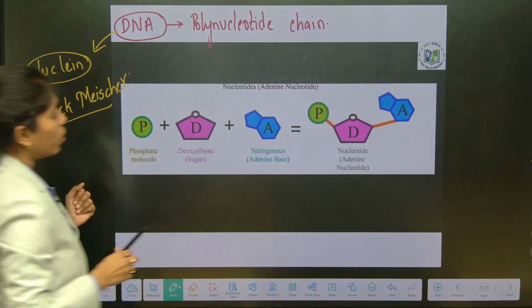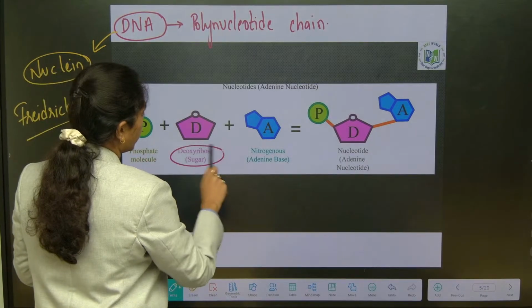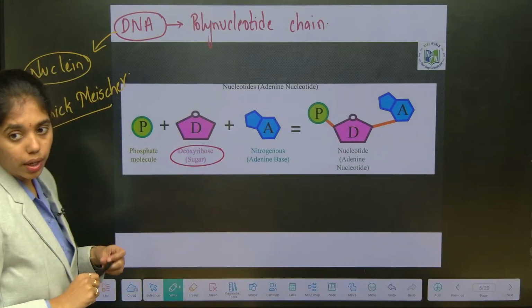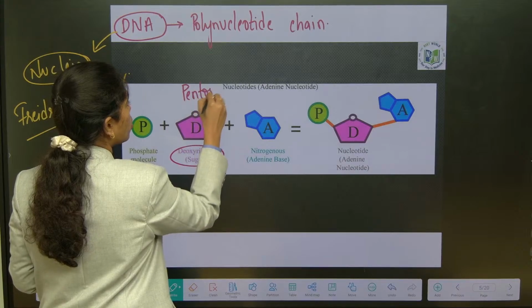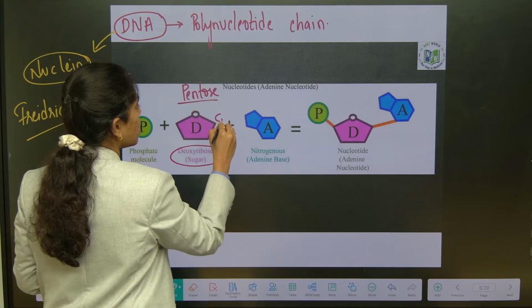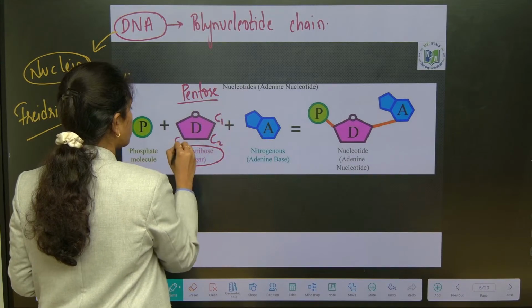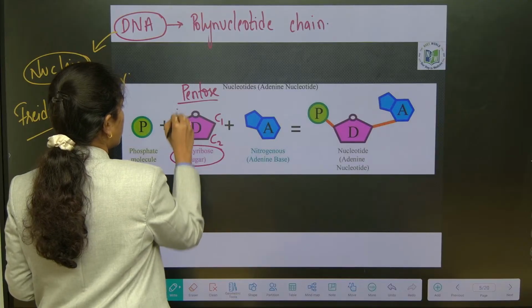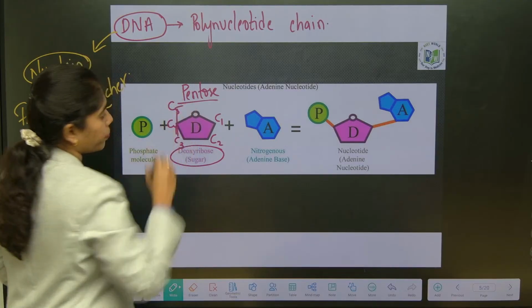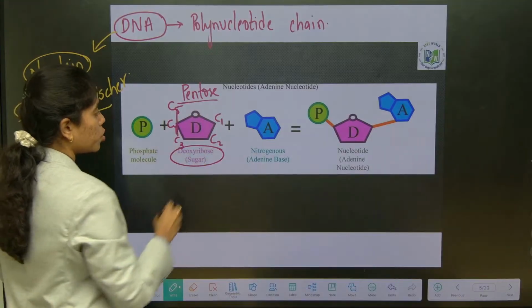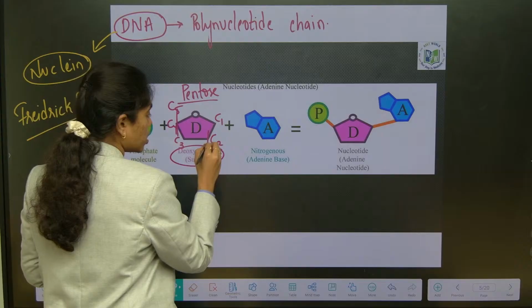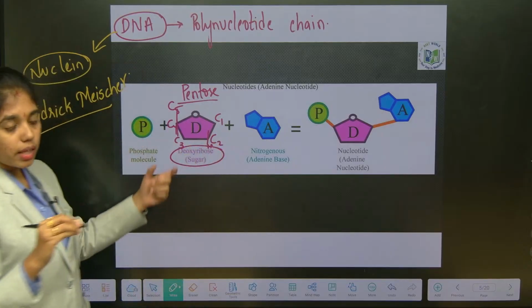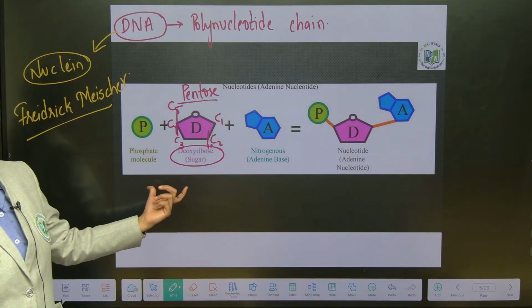Here we go. The sugar of DNA is deoxyribose sugar, which is a pentose sugar. A pentose sugar has how many carbons? Five carbons, C1, C2, C3, C4, C5. In deoxyribose sugar, at the second carbon there is no OH group, only H is present. That is why it is named deoxyribose.